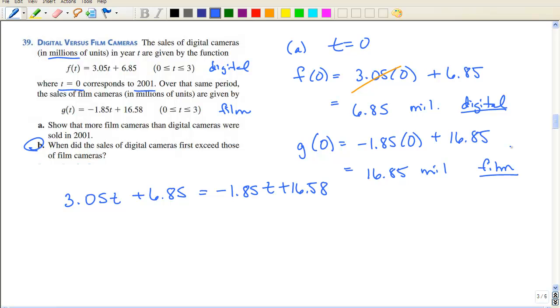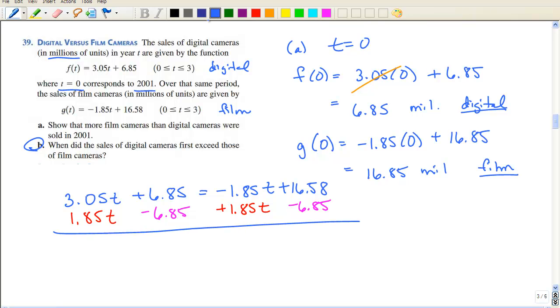All right, so let's see. I'm just going to add 1.85t to both sides. And I'm going to subtract 6.85 to both sides. Again, just getting my t's on one side and numbers on the other. And so I have 4.9t equals 9.73. And yes, I am using a calculator. So I'm dividing both sides by 4.9. So t is 1.98 years.